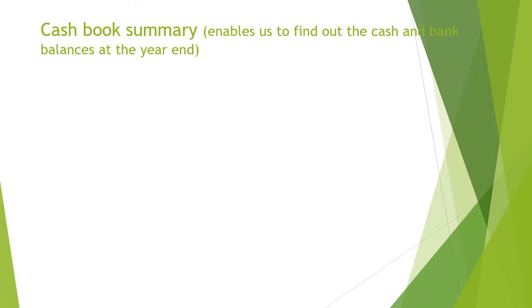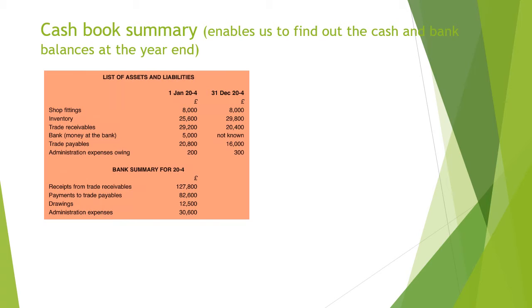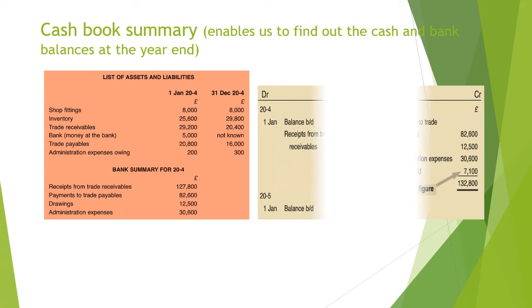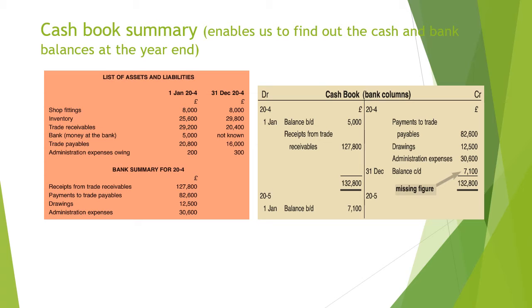Cash book summary enables us to find out the cash and bank balances at the year end. Again, we have the same figures, a trial balance at 1st January 2004, and then a trial balance at the end of the same year, 31st December 2004. At the end, we have the bank summary. When we construct a ledger for the cash book, balance brought down is a debit balance of £5,000. It is according to the start of the year, as in the trial balance at the beginning of the year.